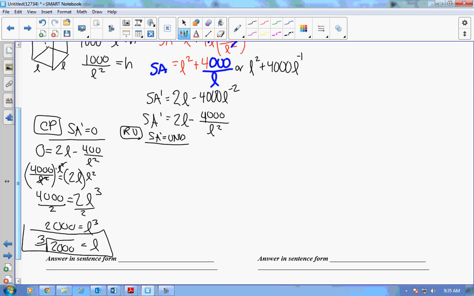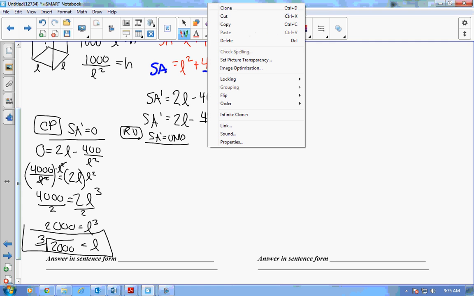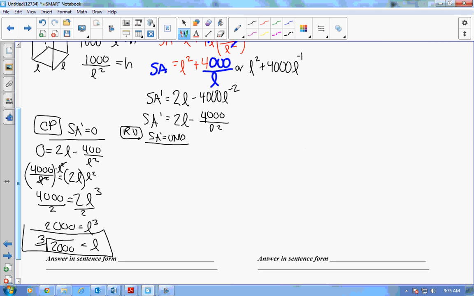And Hella, when do we have a problem with being undefined? Yeah, when the denominator is 0, right? So it's undefined when L equals 0. So the length can't be 0, which makes sense because you can't have a box with a length of 0 because then the box can't exist, right? It wouldn't be a box anymore, it'd be one-dimensional or something. Okay, we have critical points, we have restricted values. Now what?